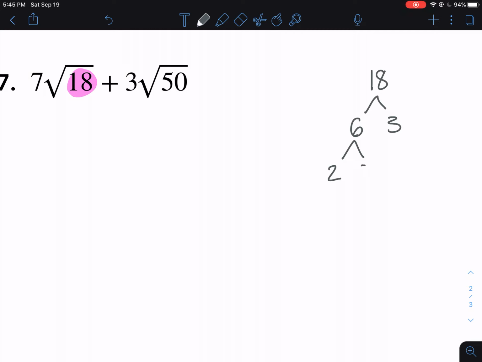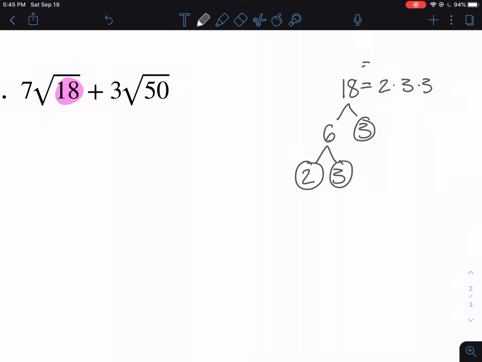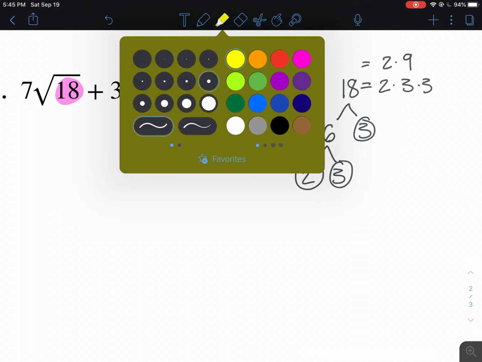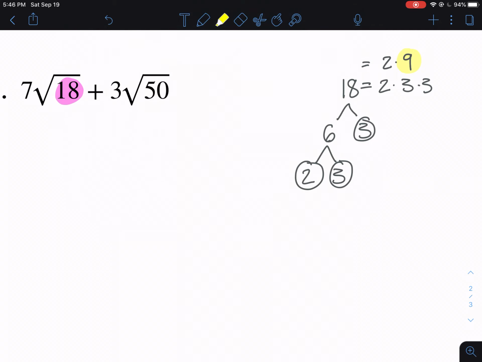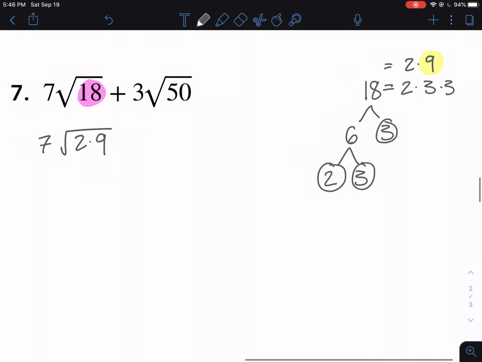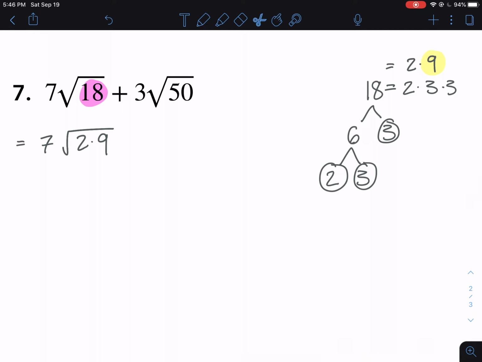But 6 is 2 times 3. Oh, nice. So because we know that 18 is 2 times 3 times 3, 3 times 3 is 9. So that's 2 times 9. And what's nice about 9 is a perfect square. 9 is 3 squared. So we're going to split 18 into 2 times 9. So even though we didn't split it into a perfect square right away, we eventually found one, which is nice. Okay? So we'll keep splitting it up.